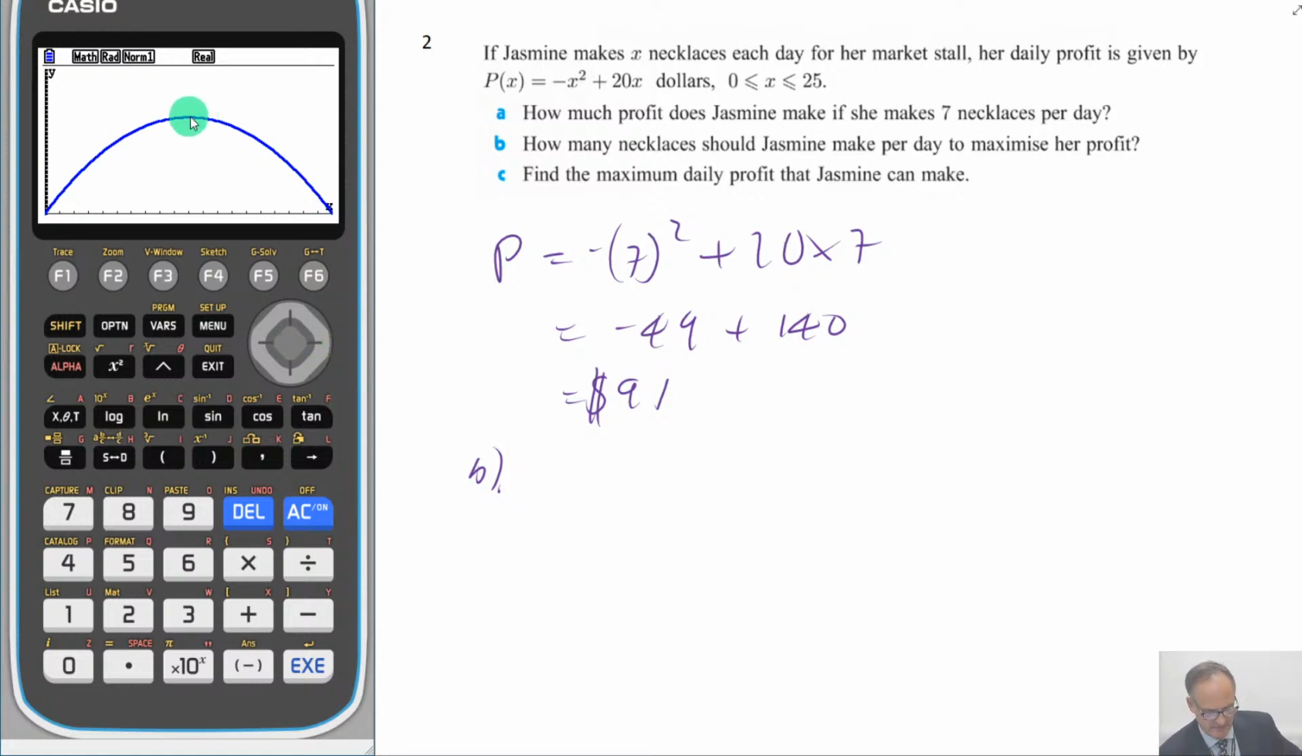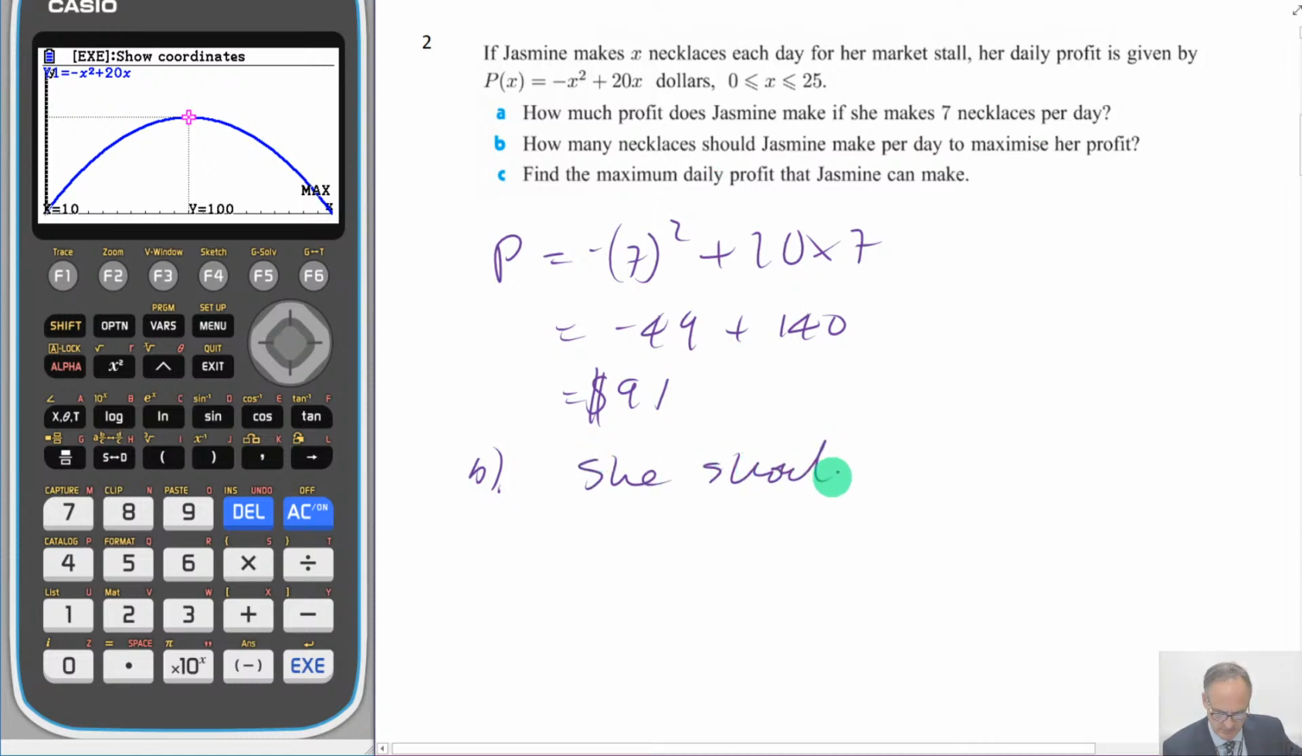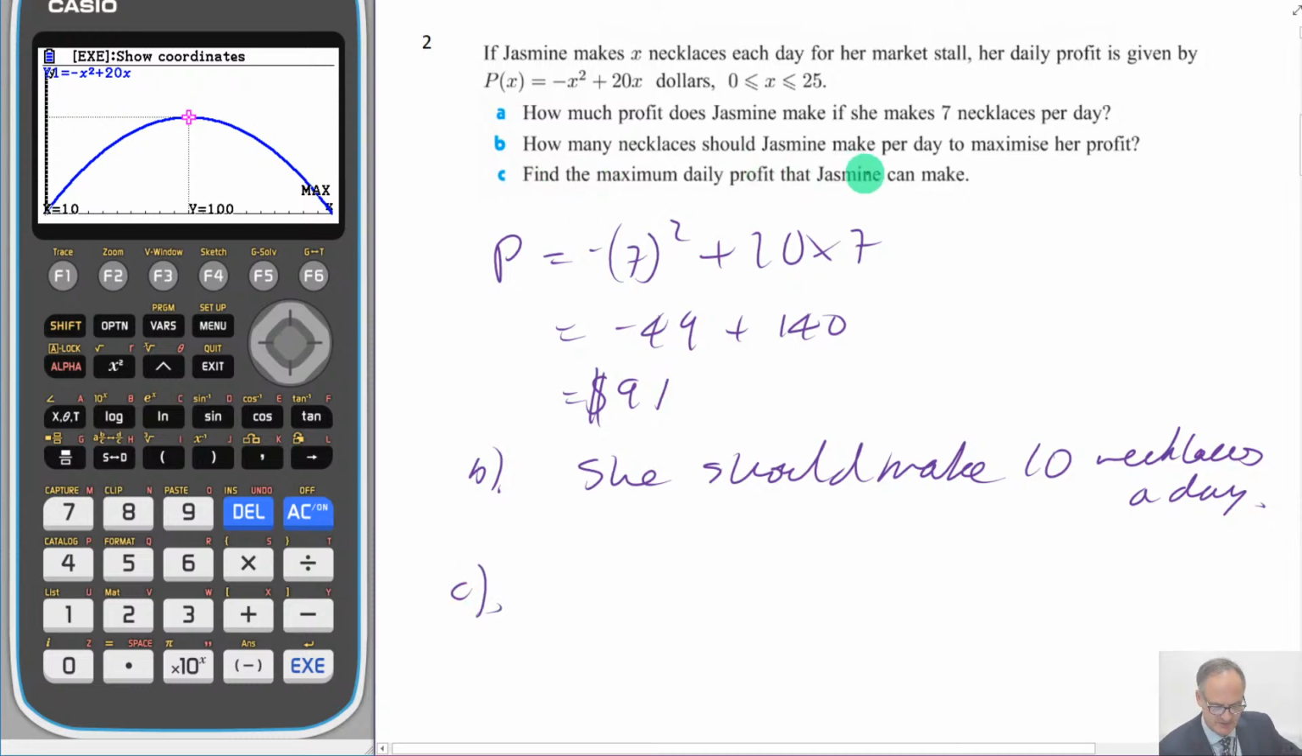So we've got a maximum value here. So let's use a graph solver to find out where that maximum value is. And we can see it's where x equals 10. So therefore, how many necklaces should she make? So she should make 10 necklaces a day to maximize her profit.